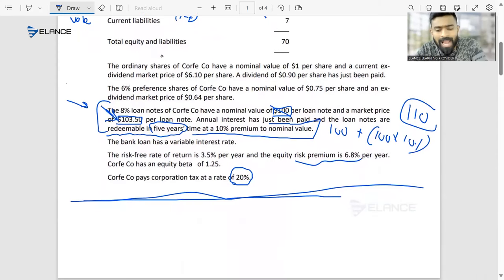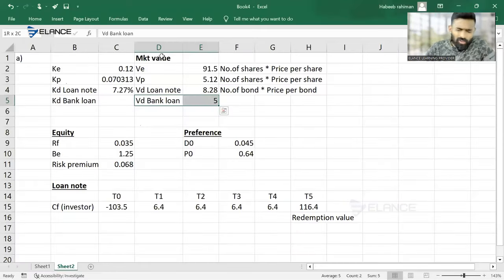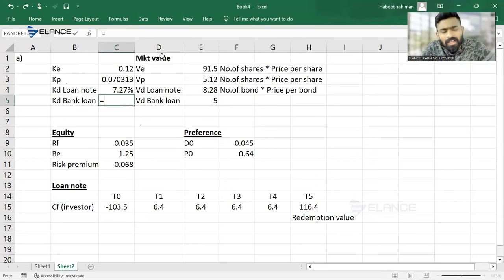But here the bank loan is at a variable interest rate, and no interest is given for the bank loan. So the only way to solve this question is to assume these are debt of the same company. The loan note and bank loan are debt instruments of the company. From the risk analysis, equity is the highest risk, next will be preference, then debt. So I'm assuming this is the same company.